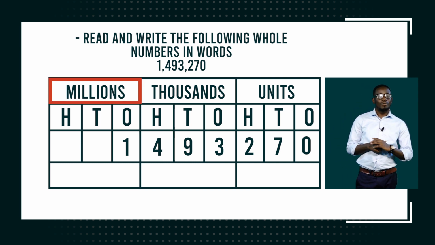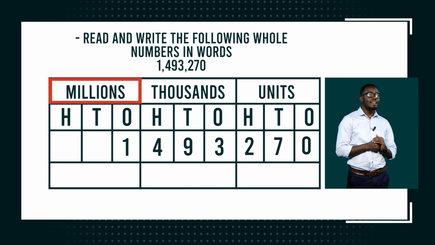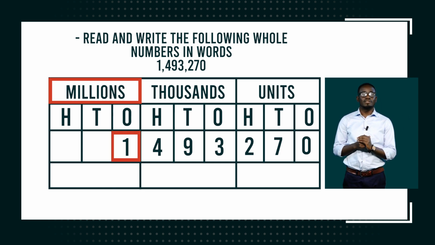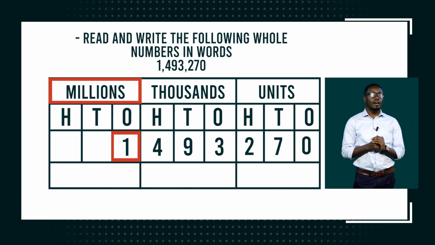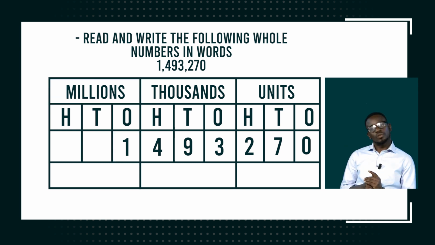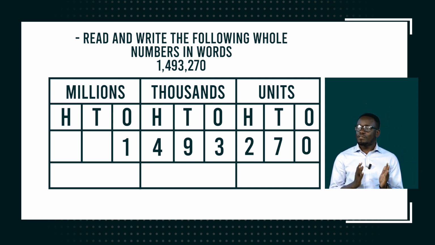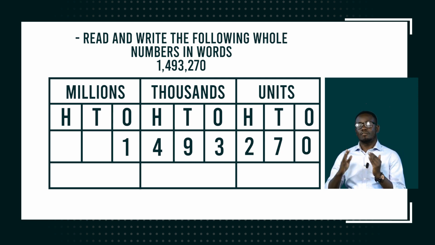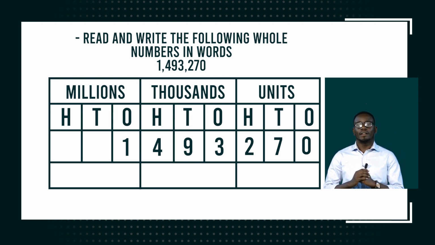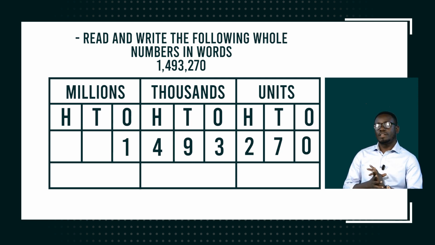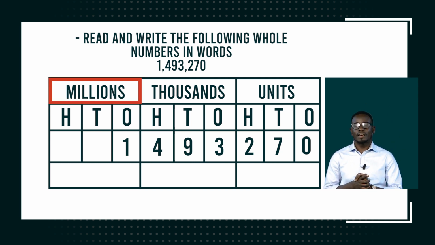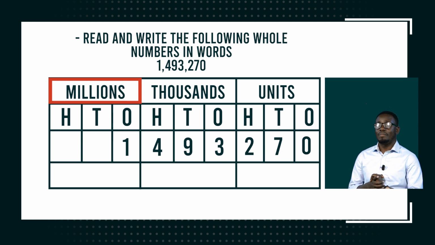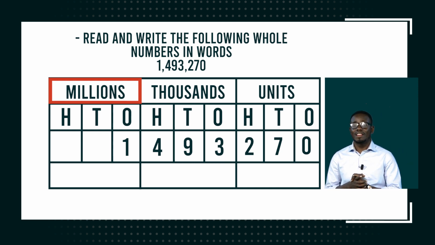Then here, we also have a digit that is under millions. Under 1 million, you also put 1. So as we have said, when we are to read and write, we read and write from each period separately. And we always start with the biggest place value, which is millions here.